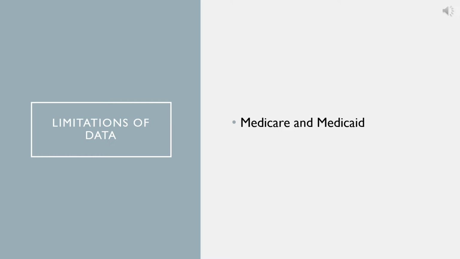So another limitation of the data was that CMS only provides information for Medicare and Medicaid. So it wouldn't be overall of the hospital's heart failure patients. It would be mainly just only those affected by and through Medicaid and Medicare patients. So that was one of the limitations we had when pulling data.